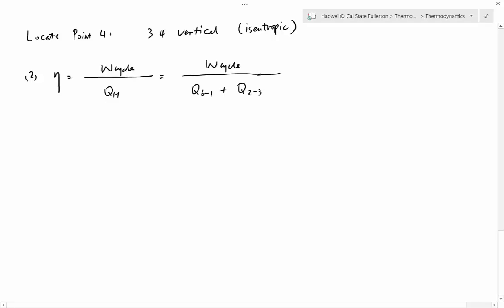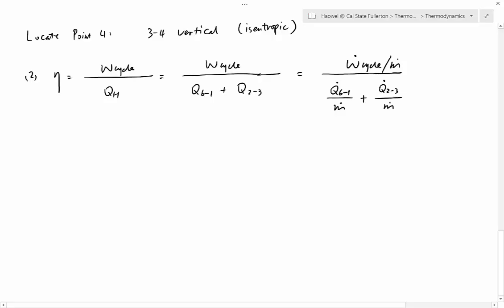Okay, and then next what we do is to divide every term by time, so it becomes W dot cycle over Q dot 6-1 plus Q dot 2-3. That's the first step we do, divide every term by time. And then the second step we do is to divide every term by mass flow rate.